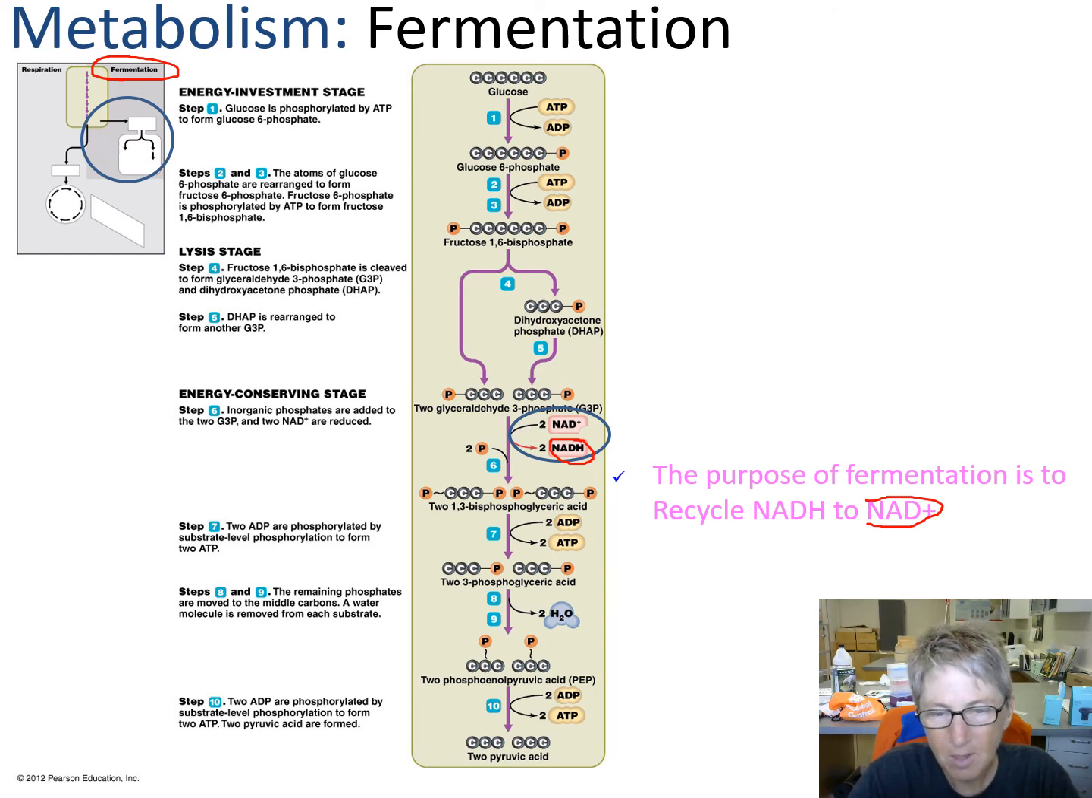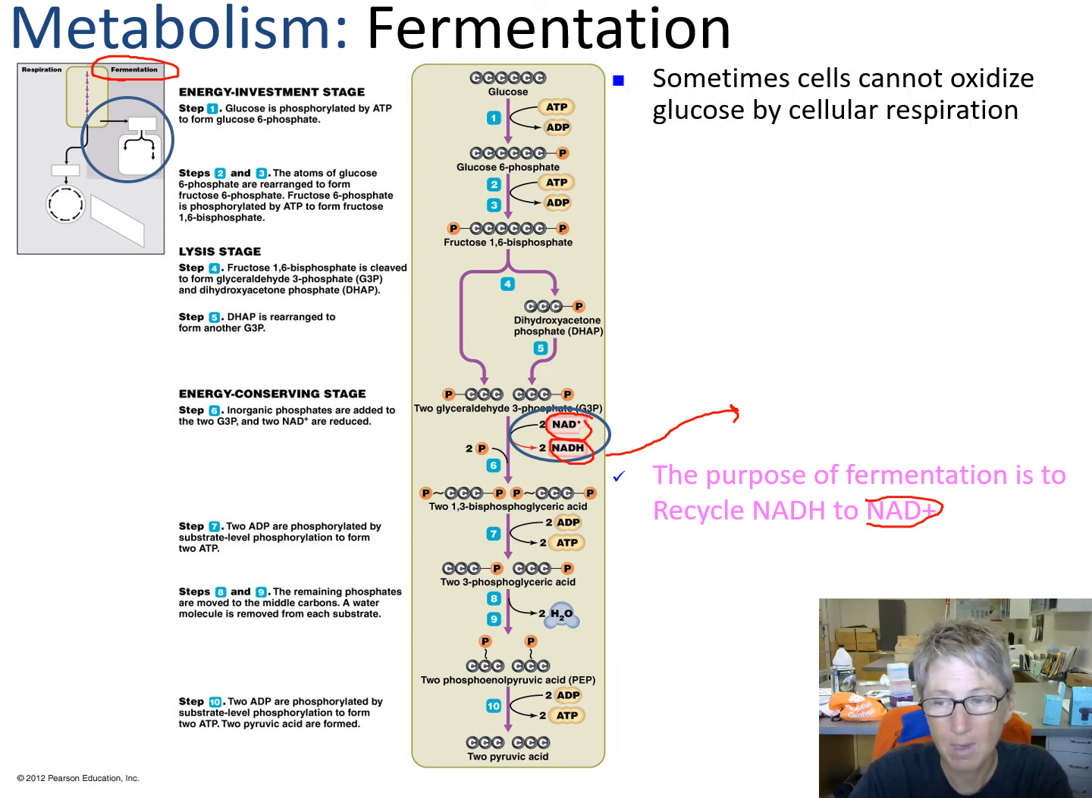So in fermentation, NADH is going to come over here. It's going to donate its electron in the form of a hydrogen ion. And then when the hydrogen leaves NADH, you're going to make more NAD+. NAD+ is going to come back here to glycolysis, and you can keep glycolysis going. That means you can keep making ATP.